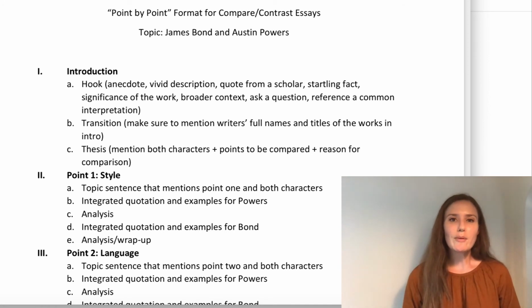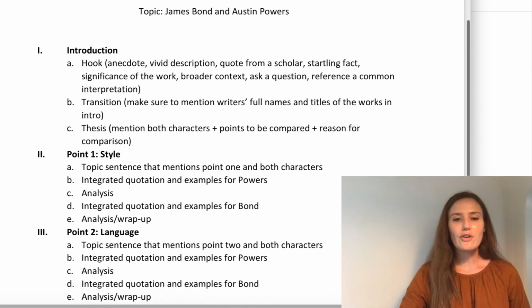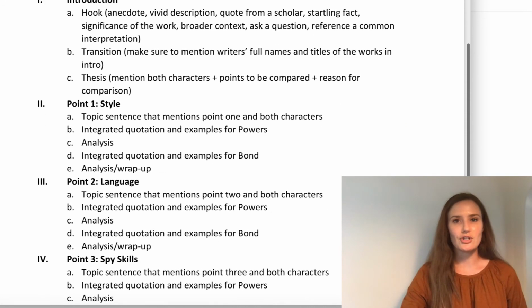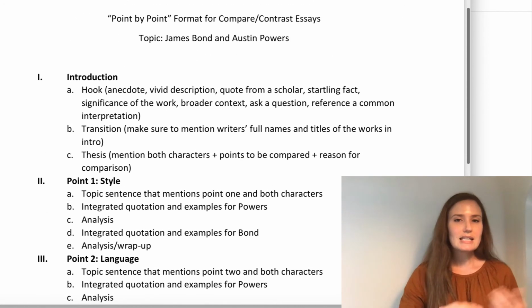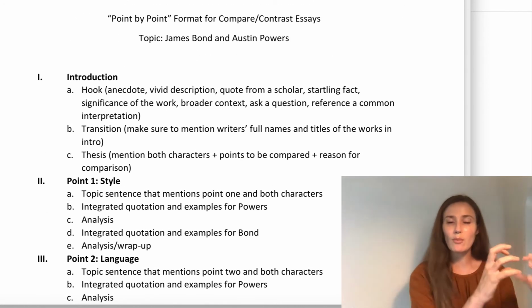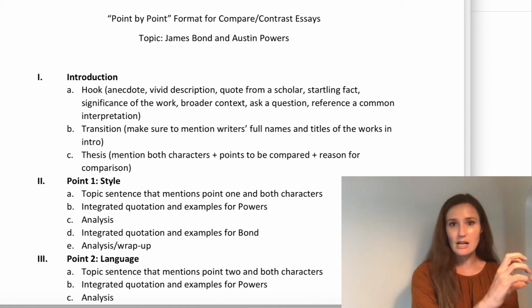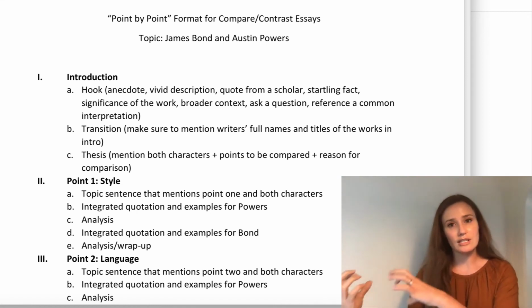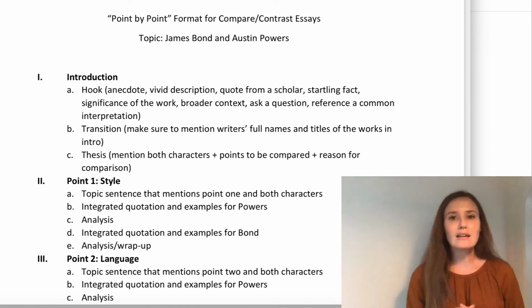So if I were writing my essay about these two characters, I would come up with a few points that I want to compare and contrast. And compare-contrast essays that use point-by-point format can be more comparison, focusing on similarities. They can be more contrast, focusing on differences, or more likely they'll be doing a little bit of both at the same time.